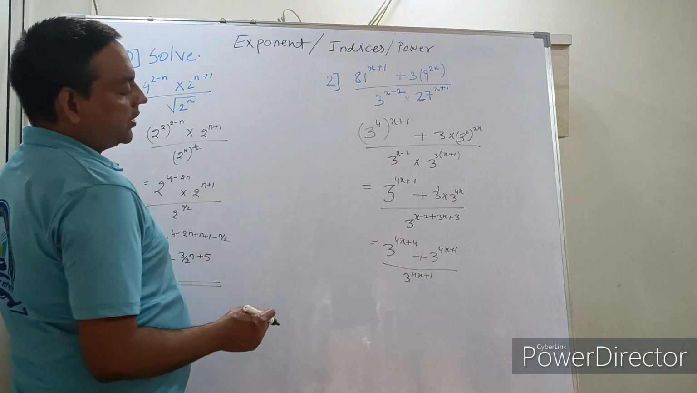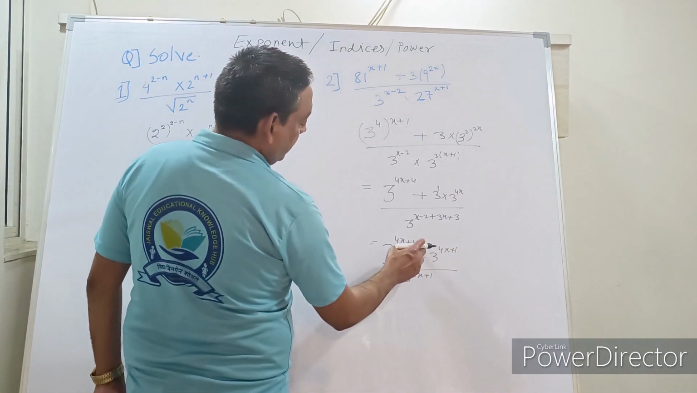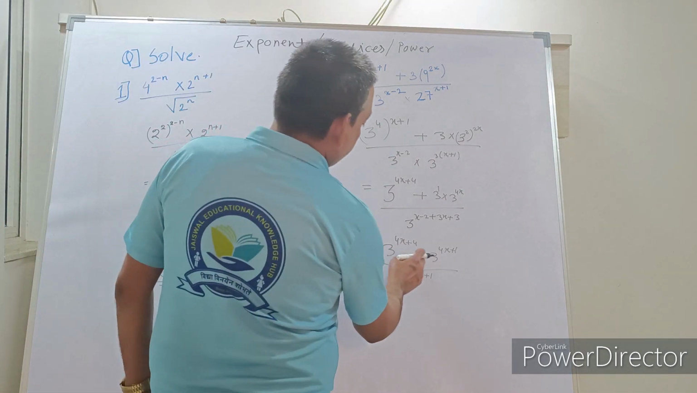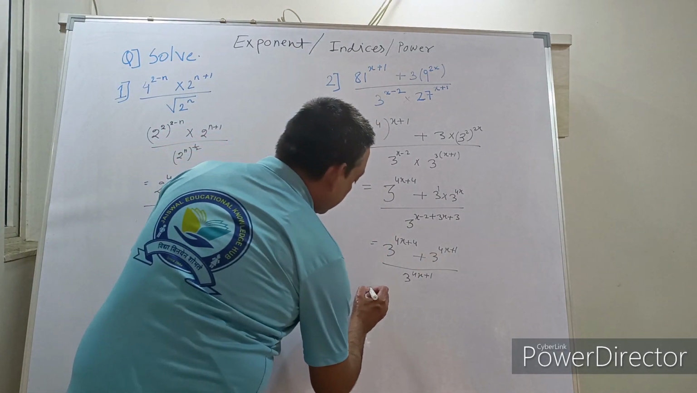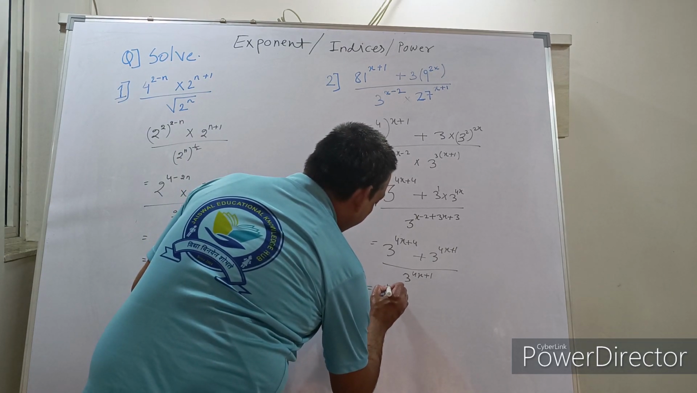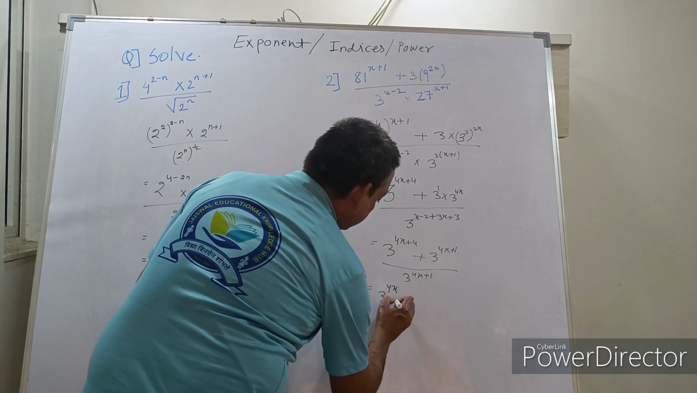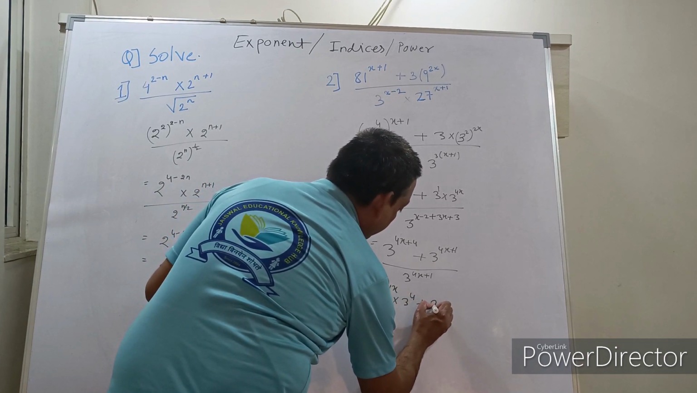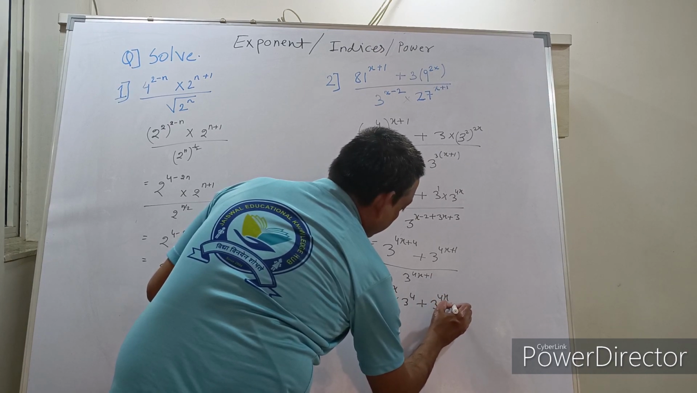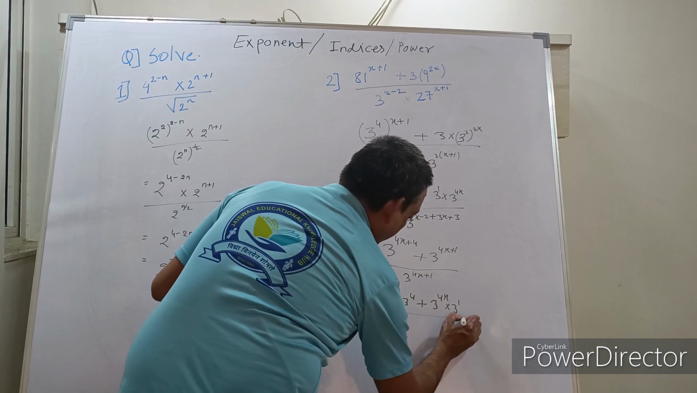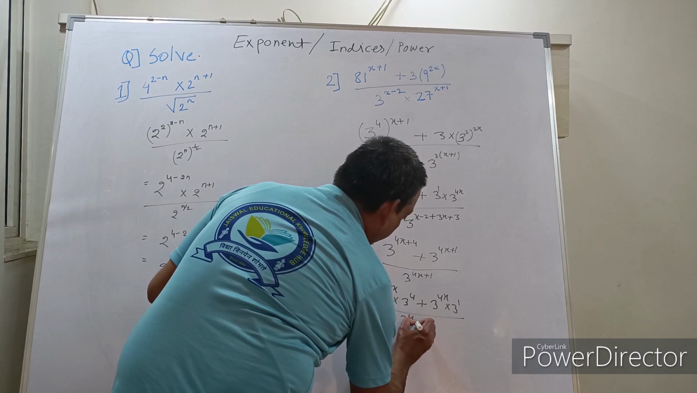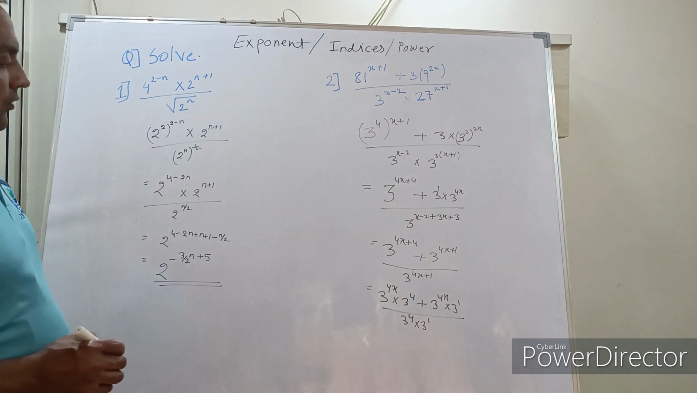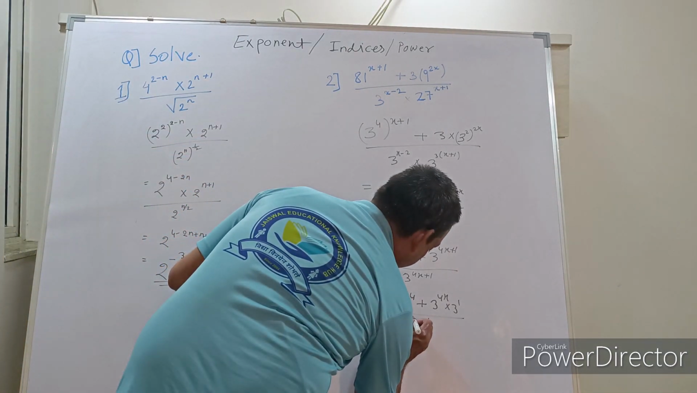Okay, now we can't cancel this and this because there is a plus sign given in between. So what we'll do here further in this, what is common in both? So this is nothing but 3 raised to 4x into 3 raised to 4 plus 3 raised to 4x into 3 raised to 1 upon 3 raised to 4x into 3 raised to 1. 4x it is, this is 4x.